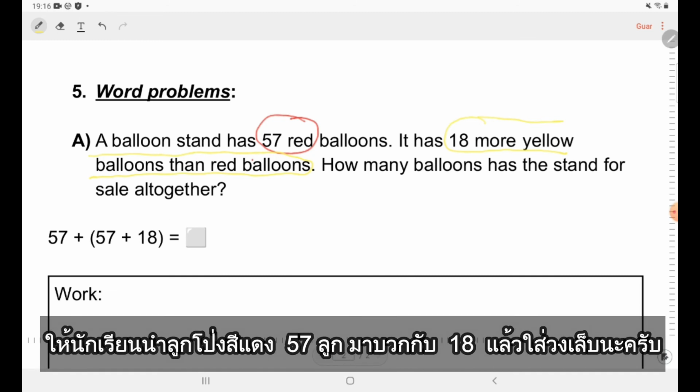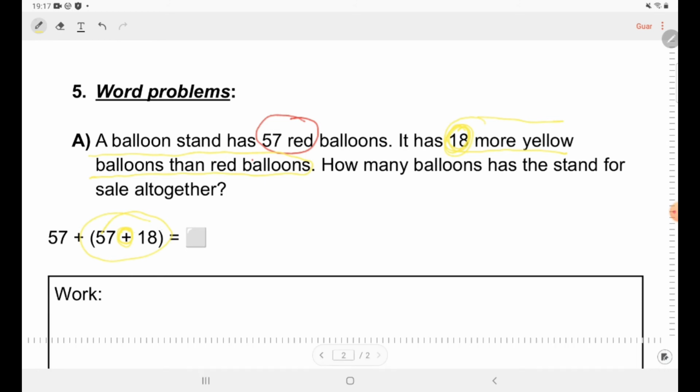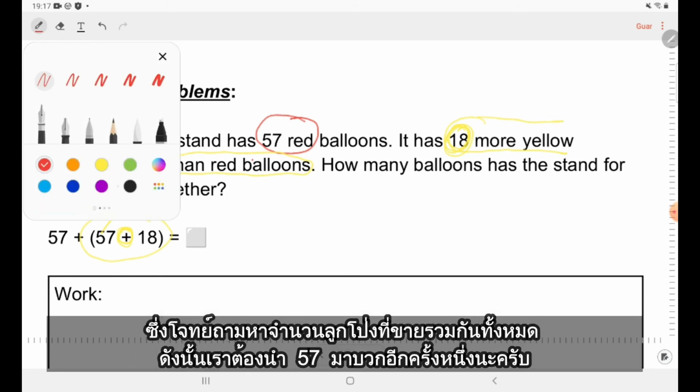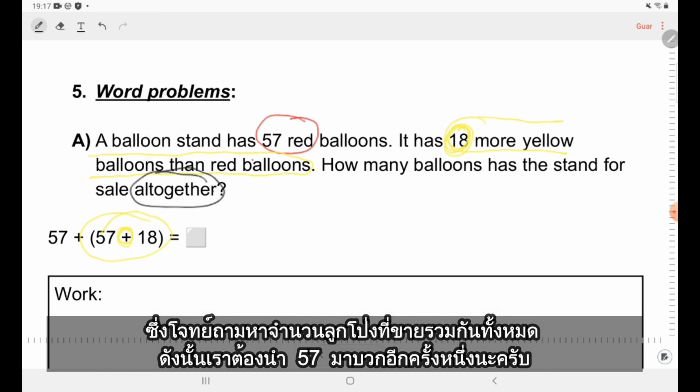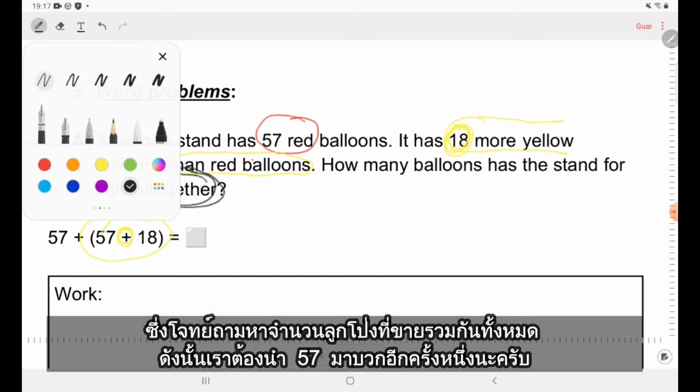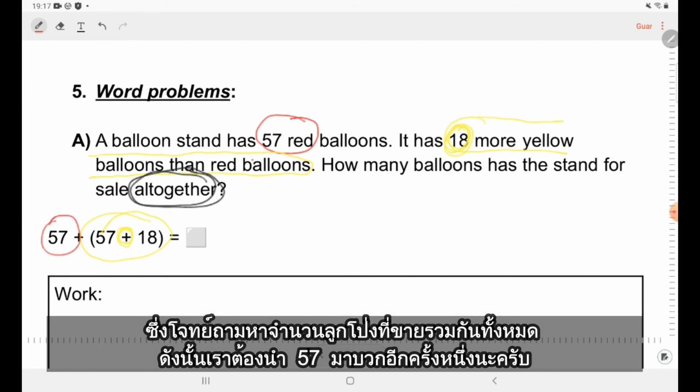We have to take the number of red balloons, 57, and make an addition: 57 plus 18. As you have here, we are using brackets. So we'll get the number of yellow balloons, and then the question is asking how many balloons altogether. It means yellow and red. So now we know how many red balloons, 57, and how many yellow balloons. After that we have to make another addition.